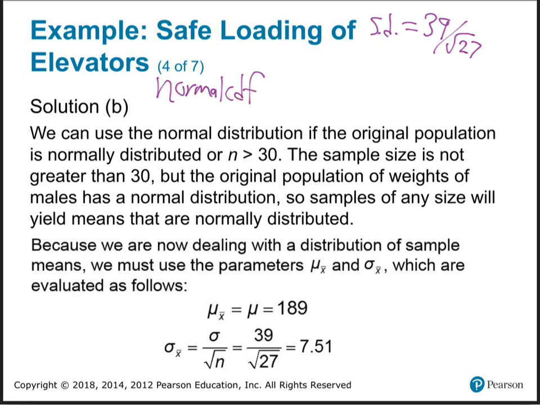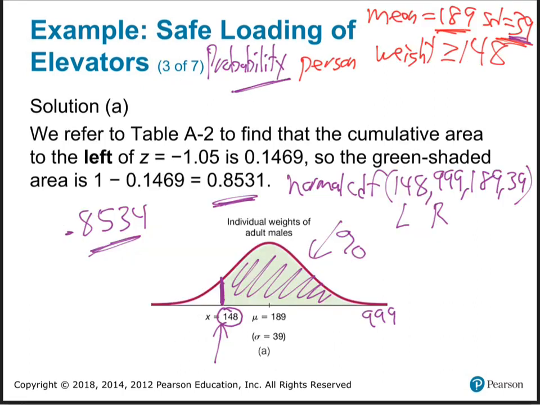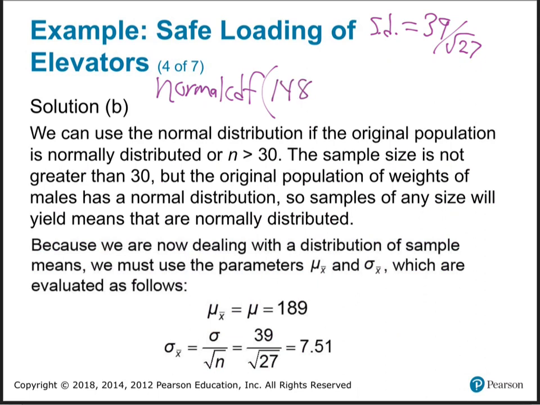So normal CDF, is that what it was? Yeah, normal cumulative distribution function. What was the left edge? 148, 999, that's all the same. What was the mean? 189. And then when you come to standard deviation, just go 39 divided by the square root of 27. Hit the button. You should get something really high. It's probably like 100% or something. I don't know. Is that coming out?